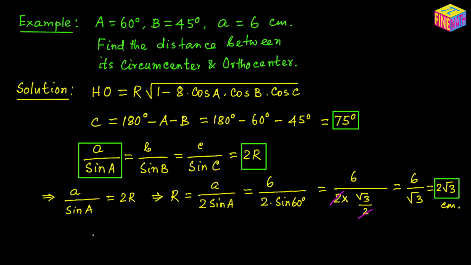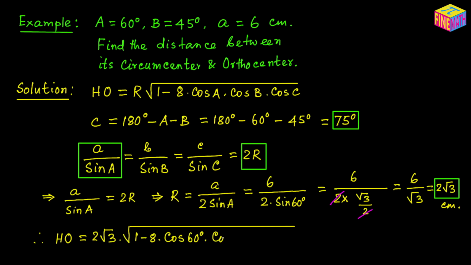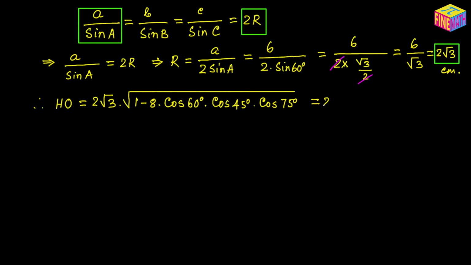So we can say then HO will be equal to R times. So what is R? R is actually 2 times square root of 3 times square root of 1 minus 8 times cosine of A, that is cosine of 60 degree, times cosine of B, that will be cosine of 45 degree, and then cosine of C, that will be cosine of 75 degree, and that will be equal to 2 times square root of 3 times square root of 1 minus 8 times cosine of 60 degree is actually 1/2 times cosine of 45 degree is actually 1 over square root of 2 times cosine of 75 degree is actually square root of 3 minus 1 over 2 times square root of 2.